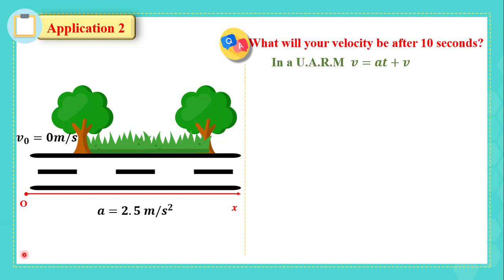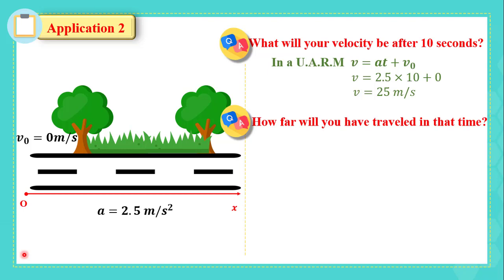The motion is a uniform accelerated rectilinear motion. You are given a, t, and v0. Then to calculate v, you should use the time equation v equal at plus v0. Substitute the values in it, and you will obtain that v is equal to 25 meters per second.